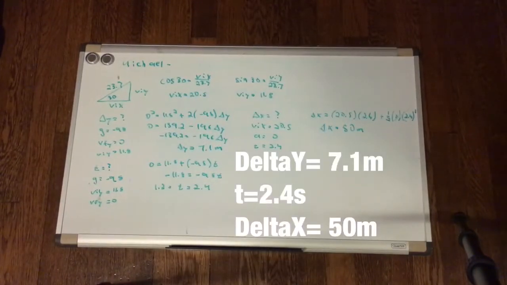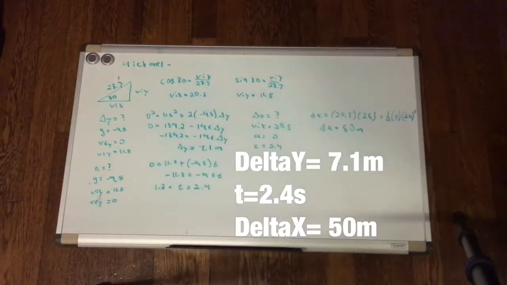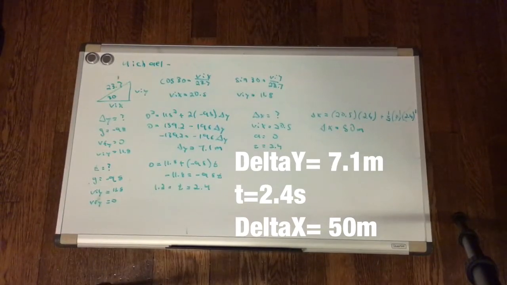I used three different kinematic equations for this one. First, I solved for delta y, which was 7.1 meters. Second, I solved for time, which was 2.4 seconds. And third, I solved for delta x, which was 50 meters.